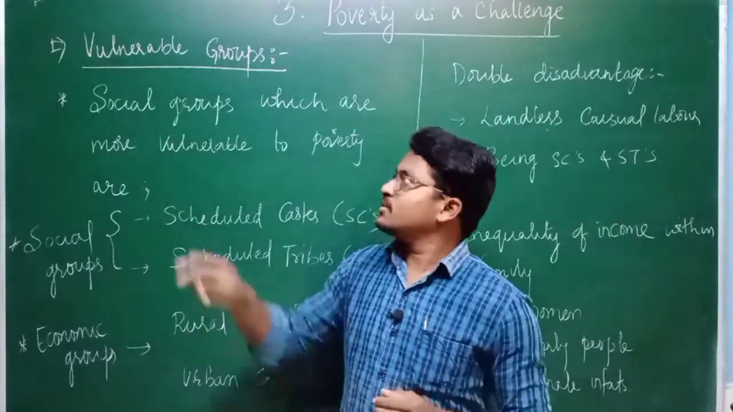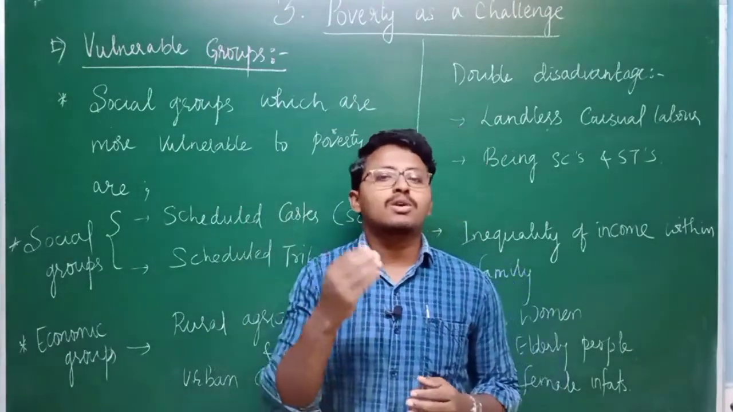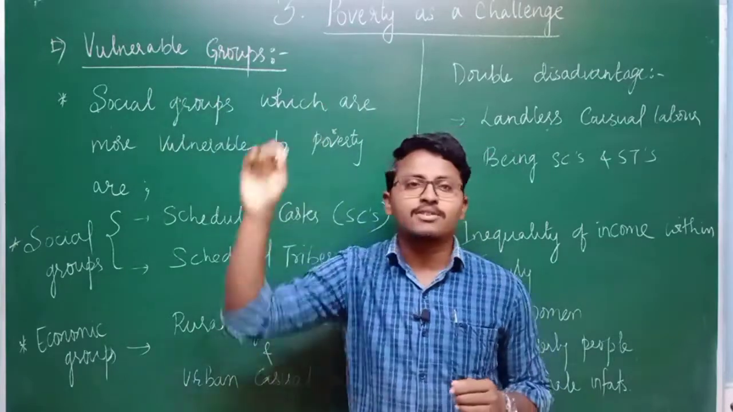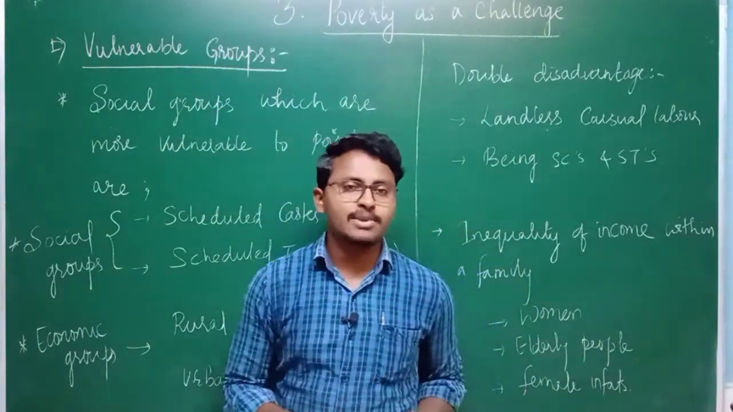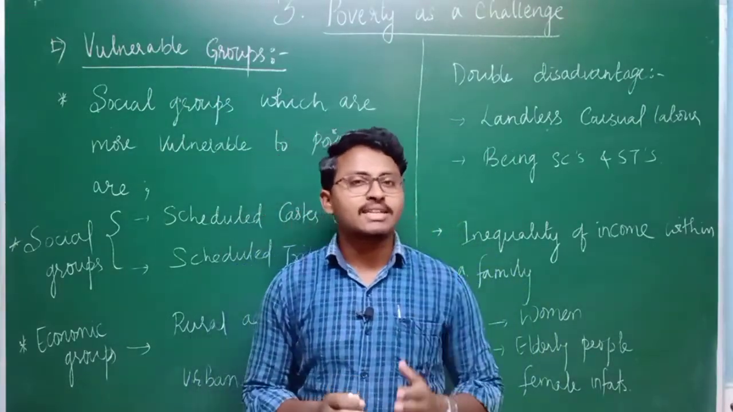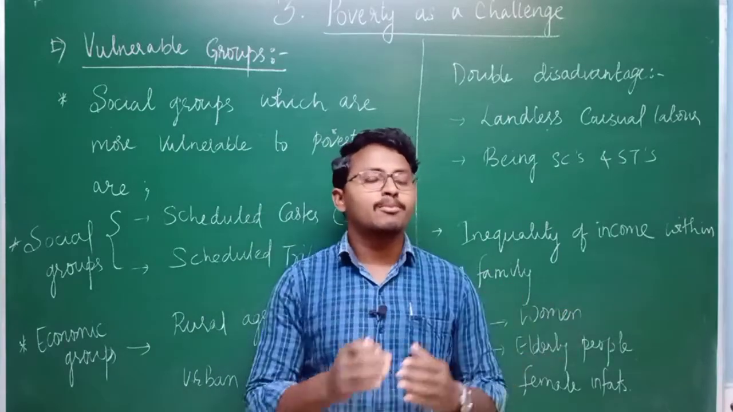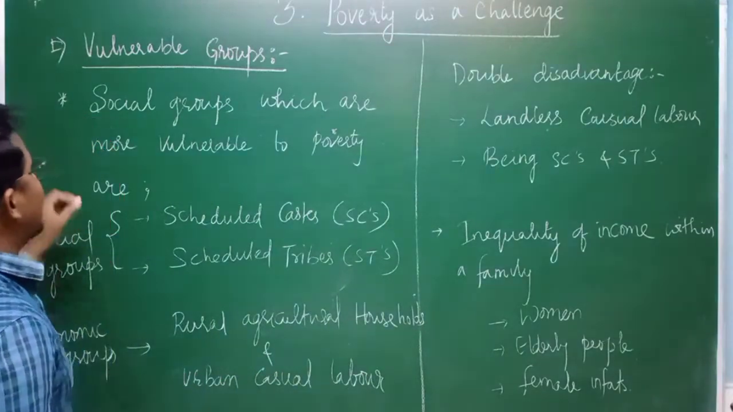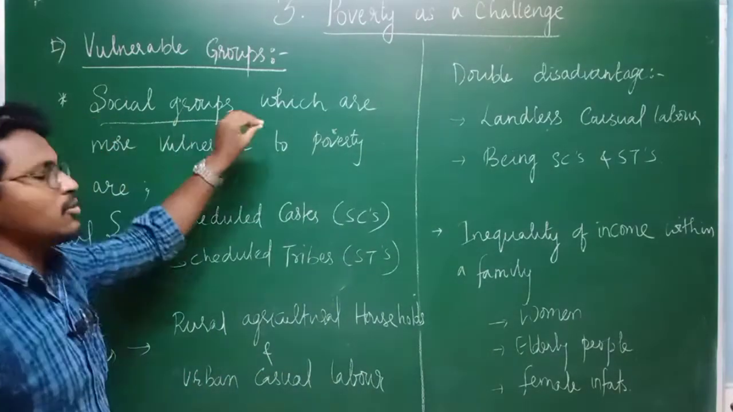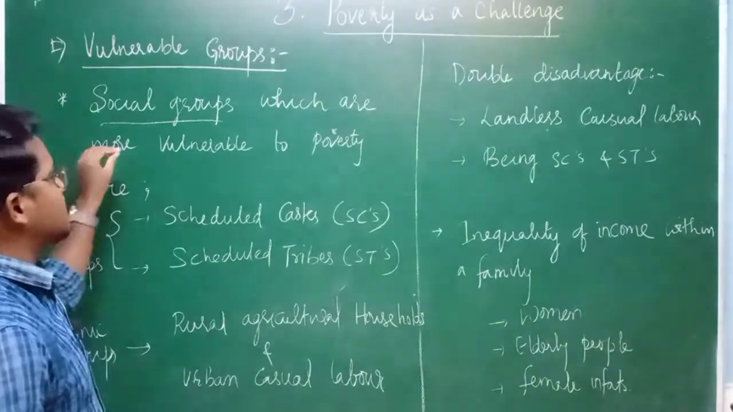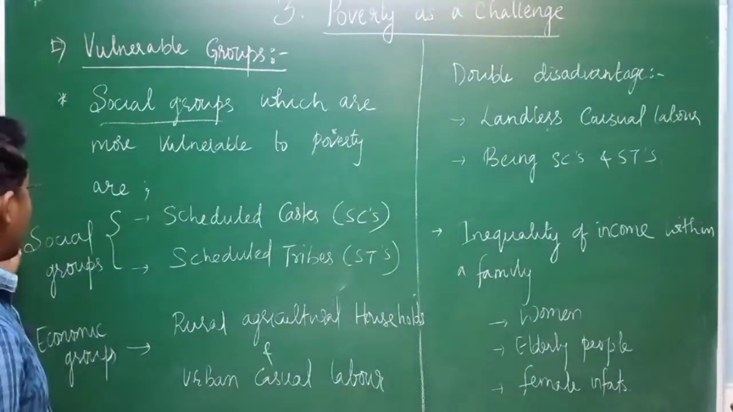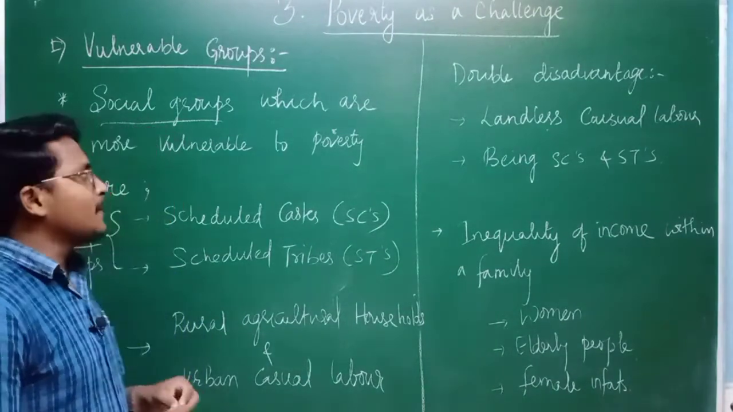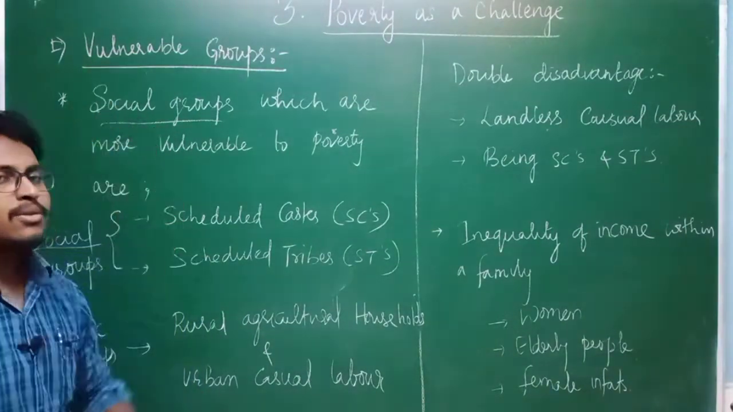Now let us discuss these vulnerable groups. So who are these vulnerable groups? They are basically those people who are on the verge of falling into poverty, or you can simply say those people who are in the danger zone of falling below the poverty line. So let us see who these groups are. According to this, we can classify them into 2 different groups, that is social groups as well as economic groups. If we classify the social groups, we can consider 2 important groups in the country who are in the danger zone of falling into poverty.